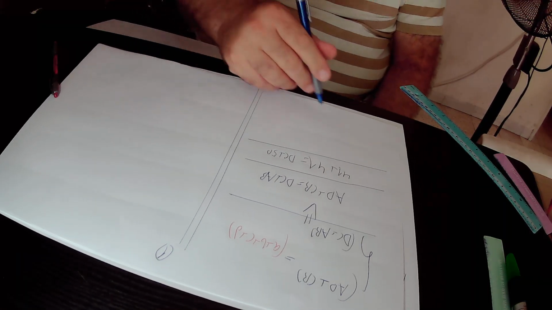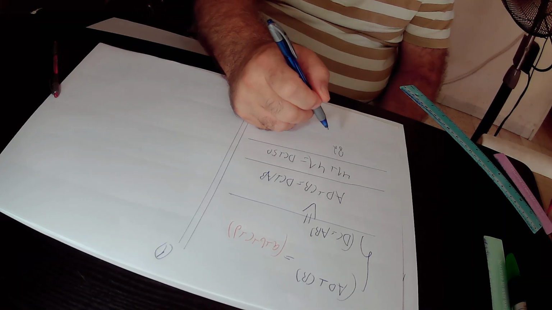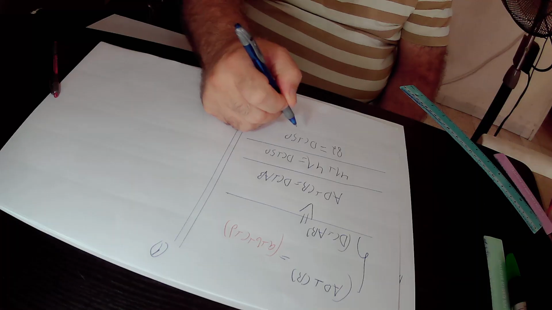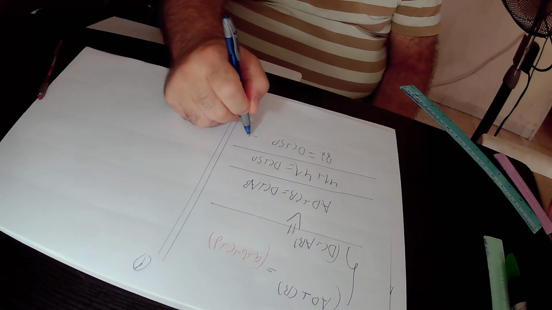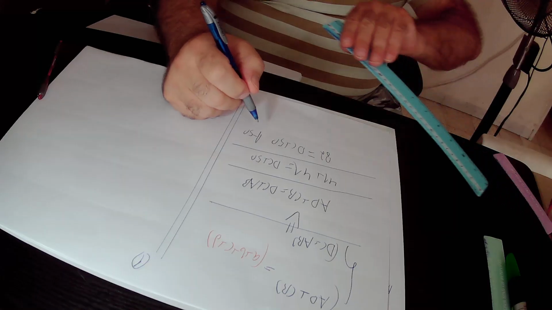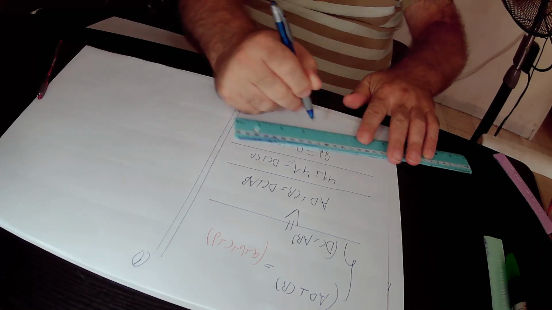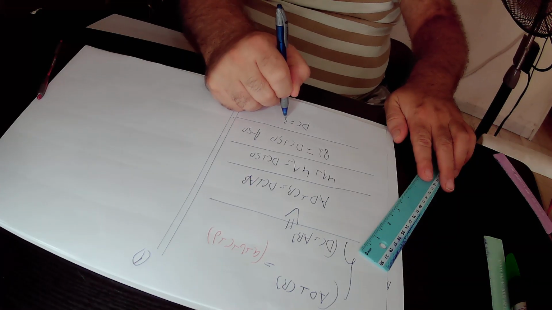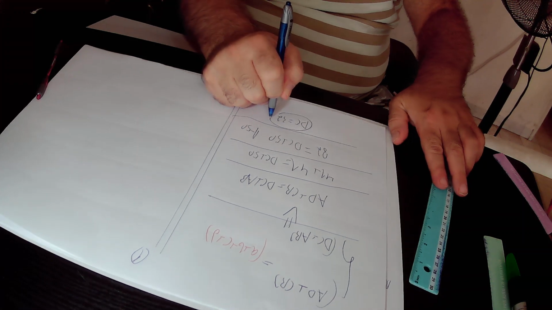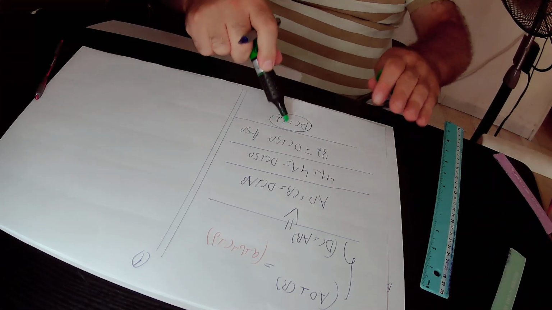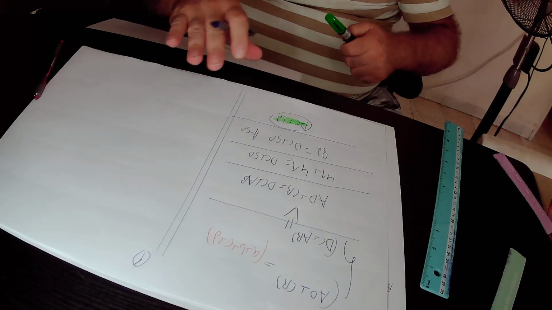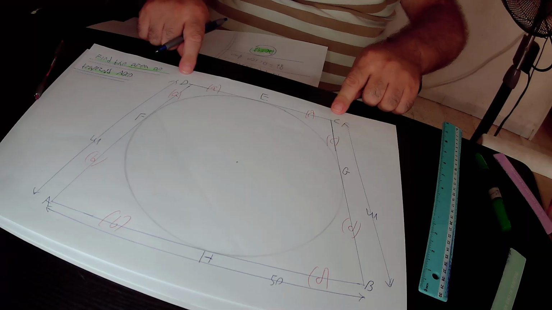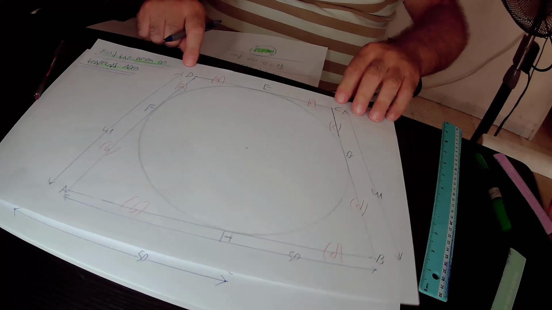41 plus 41 is 82, so 82 equals DC plus 50. So here we subtract 50 from this equation, and finally we get that the missing side DC is equal to 82 minus 50, which is 32. So the missing side DC equals 32 units in its length.